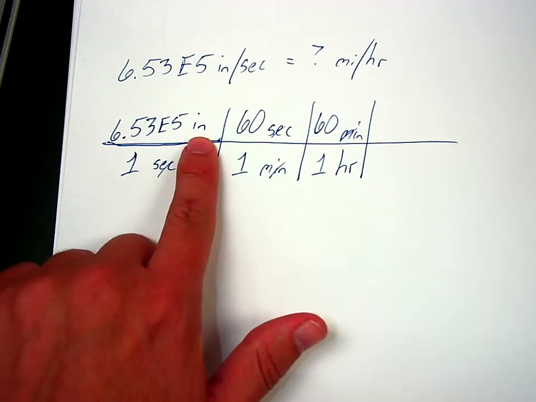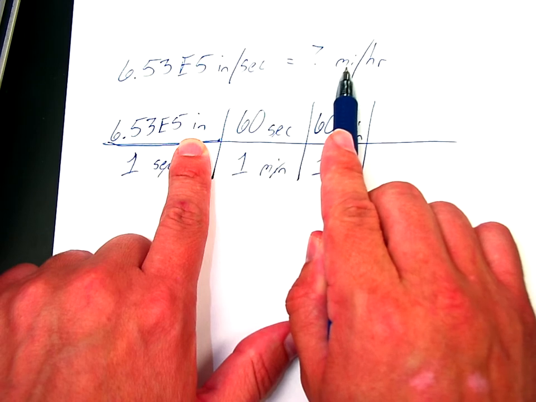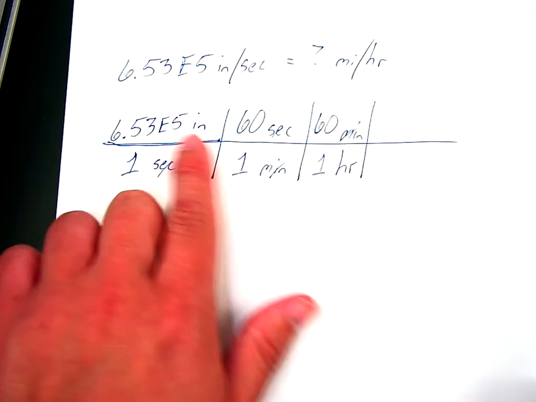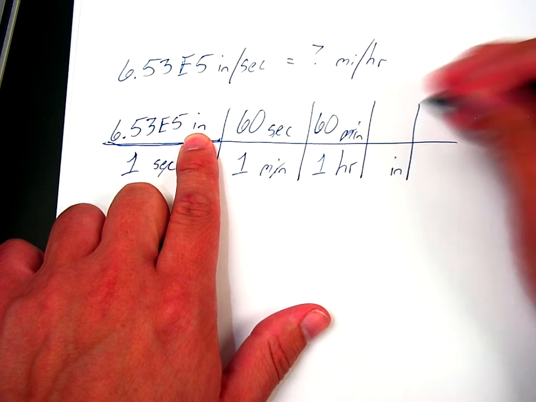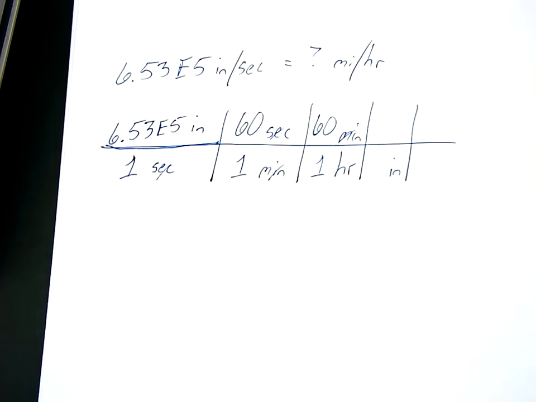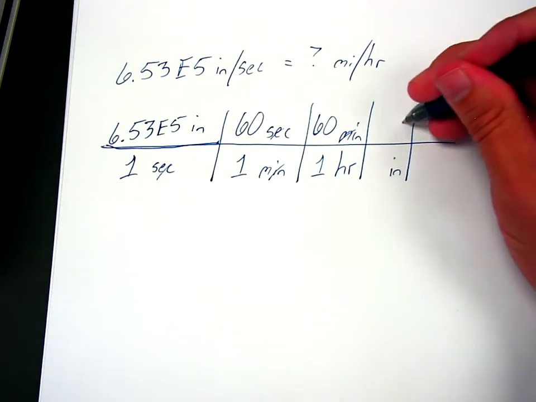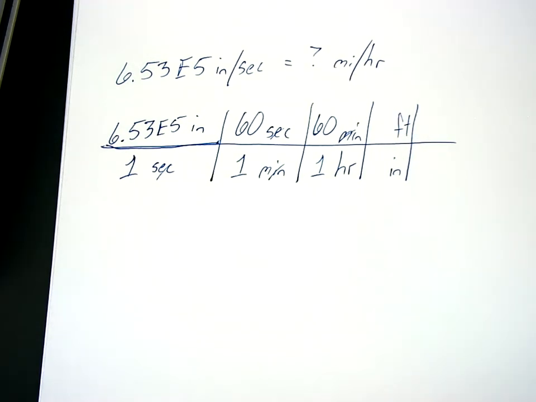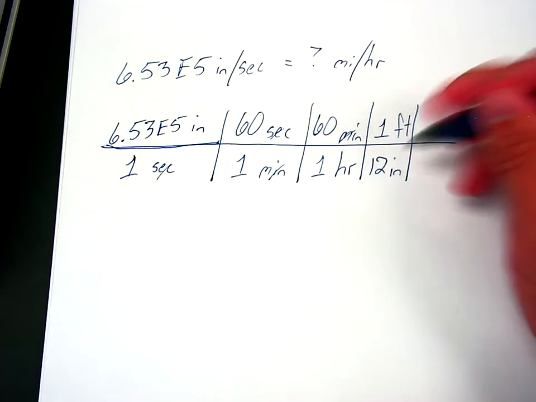Well, now inches is the other issue. I don't want inches, I want miles. So let's change that. To make inches disappear, it's on top, so I need it to be on the bottom, and now it will disappear. Hey, what unit can I convert inches into easily? Feet, all right? Let's go from inches to feet. Now I need the numbers that make that true. 1 foot contains 12 inches.